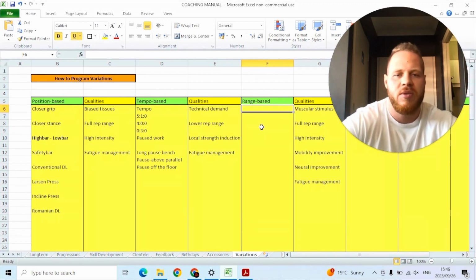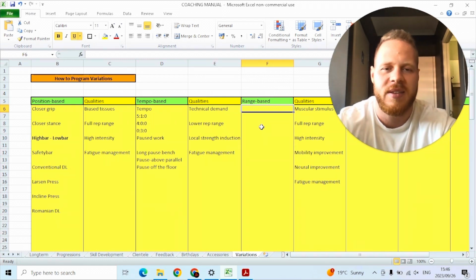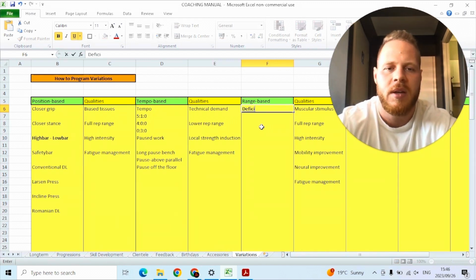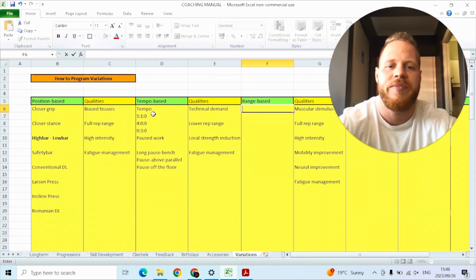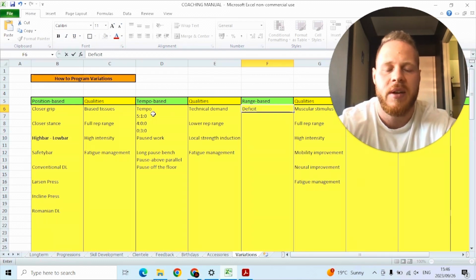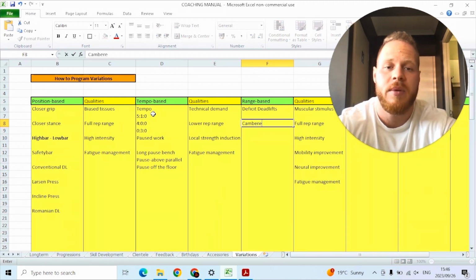Okay, let's move on to range-based. So this is one of my favorites. If you know me well, you know that I love my full range of motion stuff. So this can be anything from, why is that bold? It can be anything from deficit deadlifts to cambered bar bench presses.